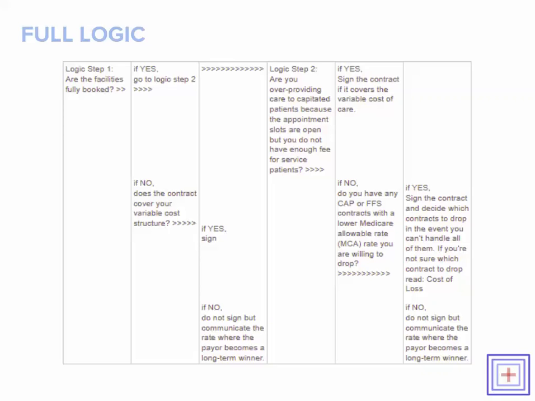Alright, so we're going to come back now to the first step and assume the no route. So we're here now. If no, does the contract cover your variable cost structure? Again, you need to complete that analysis to understand what your variable cost structure is. If it does, you sign it. If it doesn't, communicate that rate where they become a long-term winner.